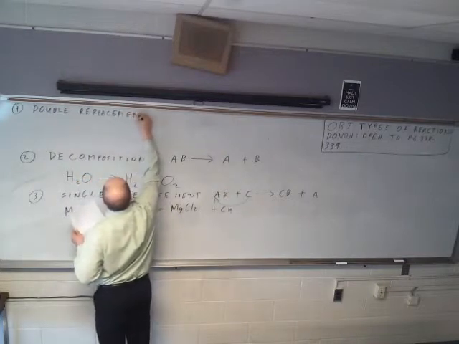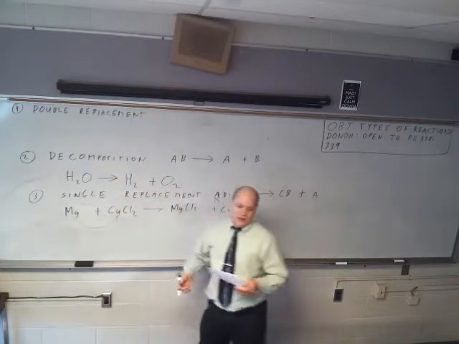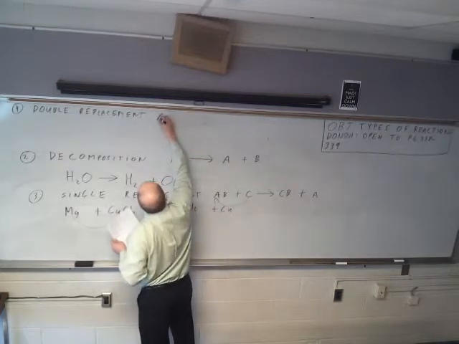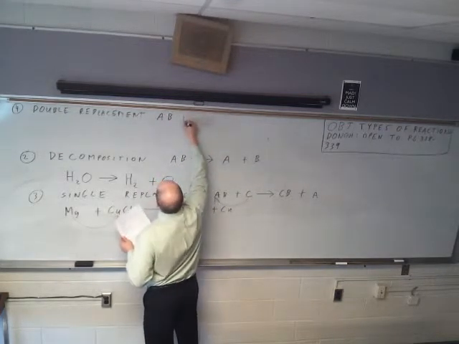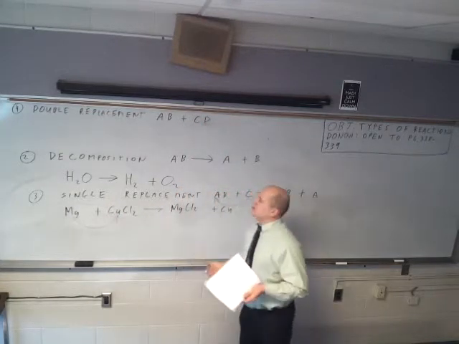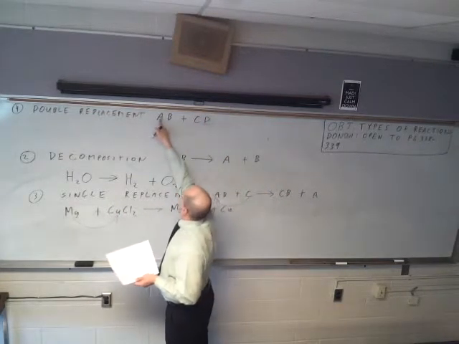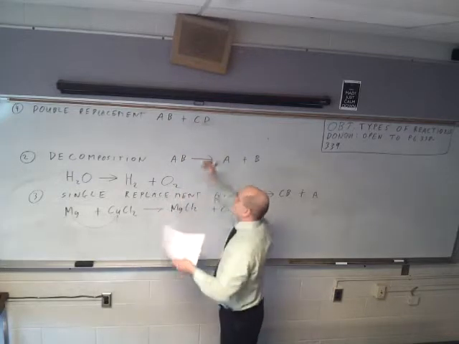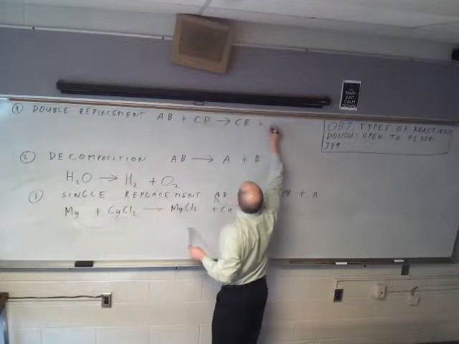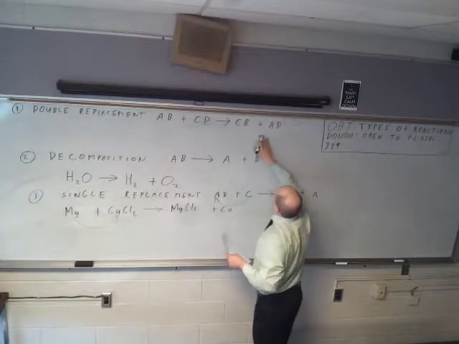And so this is where we have 2 compounds, and they basically switch partners. So let's imagine we have one compound called AB, and another compound called CD. And they're just going to switch ions usually. So let's say A is a cation and C is a cation, so they're just going to switch. So we'll end up with CB plus AD, two new compounds.